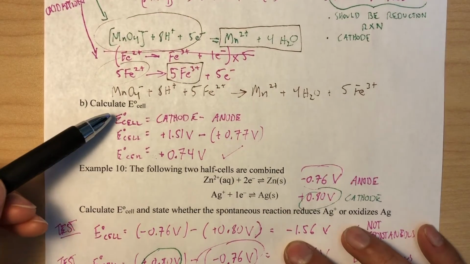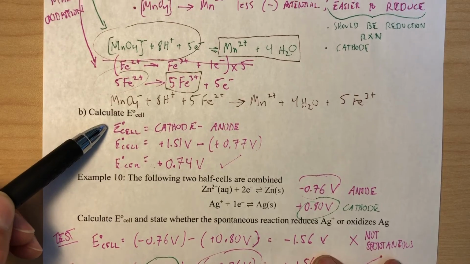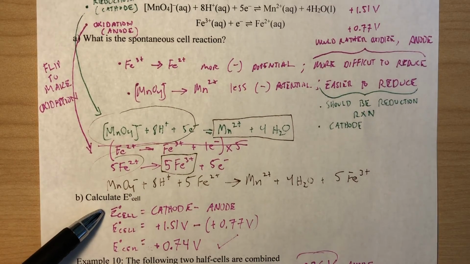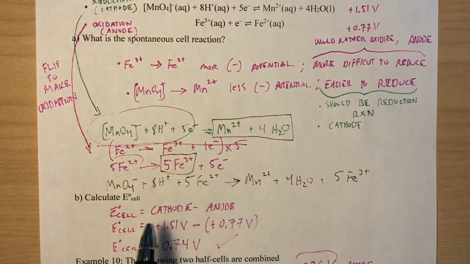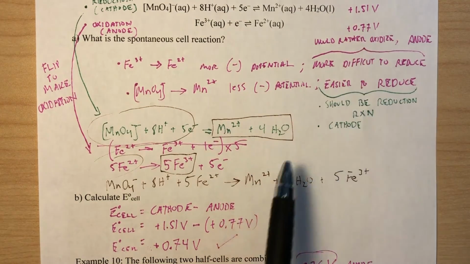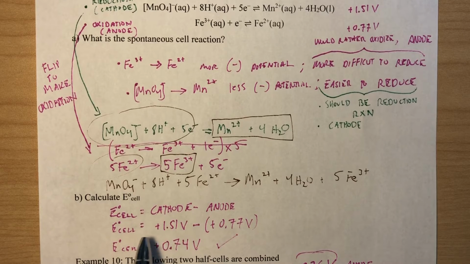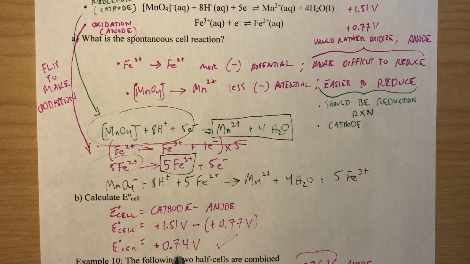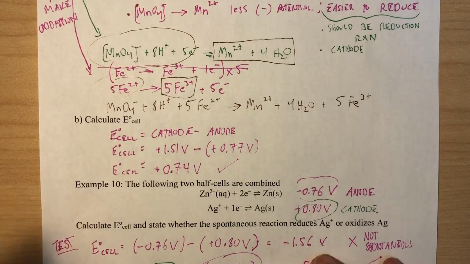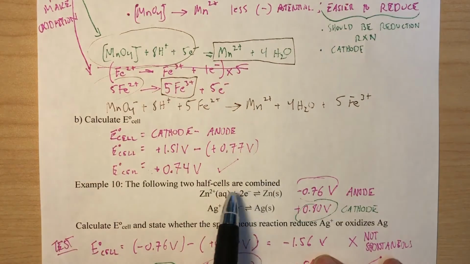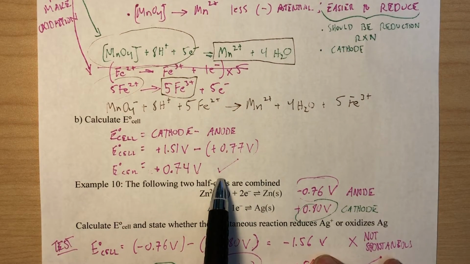For our E cell, that's going to be equal to cathode minus anode. We've already discovered that our cathode is our manganese reaction, and our manganese reaction has a reduction potential of 1.51 volts. Our anode is our iron reaction, so it's positive 0.77. So we get 1.51 minus 0.77, and we get an E cell that's equal to positive 0.74. That's a positive value, which means that it will be spontaneous and have a negative delta G in the forward reaction, which means that we've put together these reactions correctly to make a spontaneous reaction. Check.